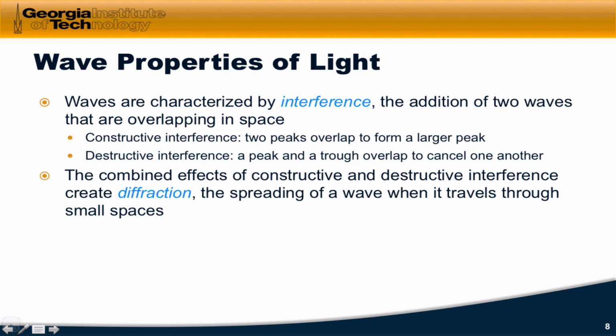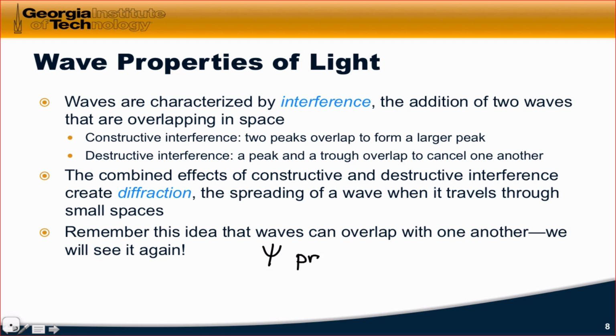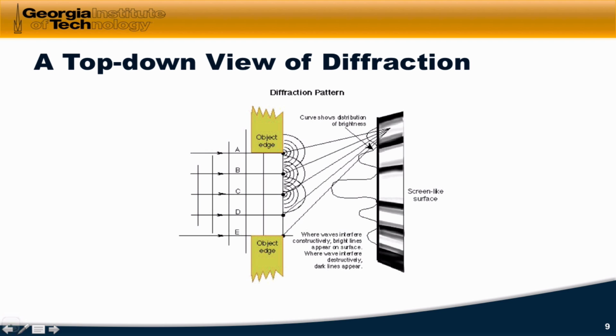The combined effects of constructive and destructive interference create diffraction, which is the spreading of a wave when it travels through small spaces. And we will see this idea that waves can overlap with one another again. In fact, when we talk about the nature of the electron, we'll talk about the wave function and the concept of the wave function as a probability wave. Wave functions engage in constructive and destructive interference just like waves of water or waves of light do. So let's expand on this idea of diffraction a little bit more.